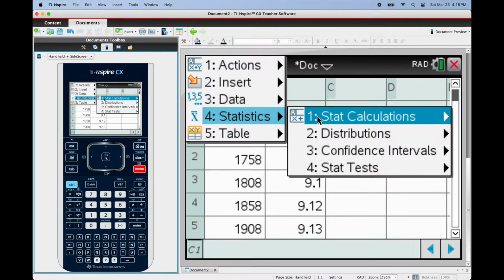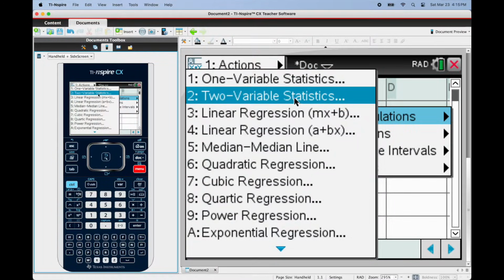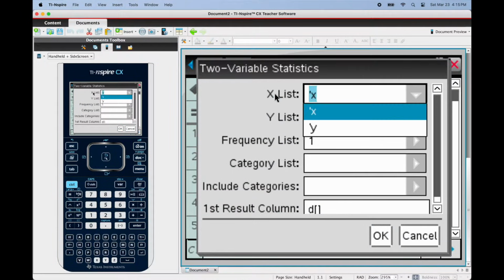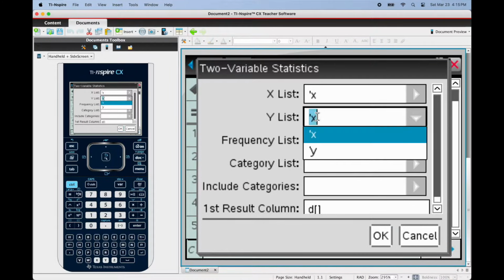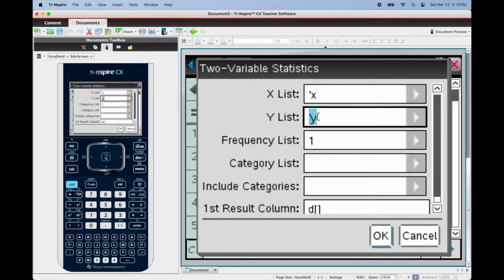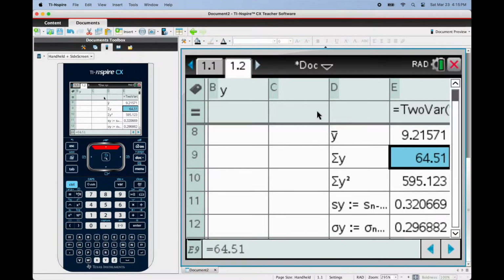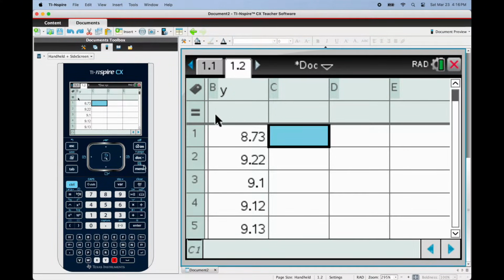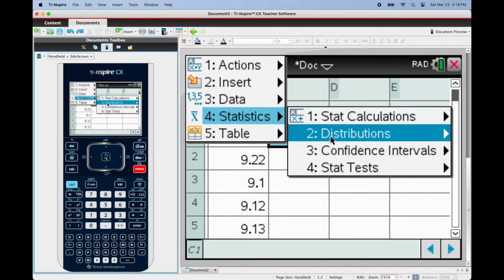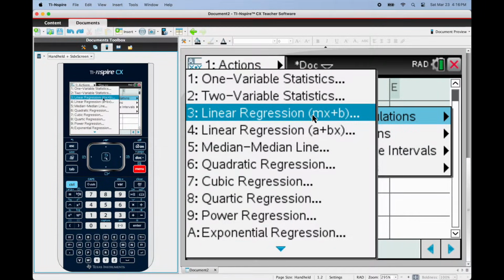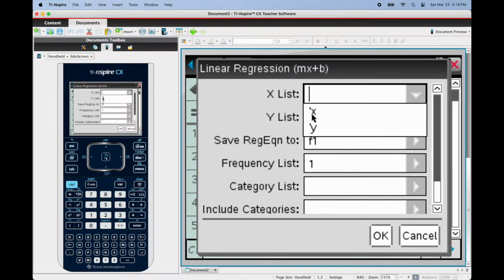go Stat Calculations, and in this case we have two variables. We're relating time and temperature. So two variable statistics, tell the calculator where you put the x, where's the y. That's all we need to do for this. And then we can go down and, oh, I'm sorry, two variable statistics is actually incorrect. What we want to do is run a linear regression. Here we go, linear regression, y equals mx plus b. There we are.